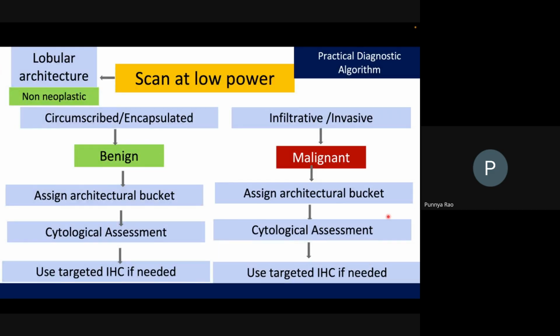Okay, so this is the diagnostic algorithm. Always scan at low power. If you find that the lobular architecture is maintained, you're going to give it as non-neoplastic. If there is encapsulation, you're going to call it benign. No encapsulation, infiltrative, invasive, you're going to call it malignant. Then you're going to put it into an architectural bucket, whether it is solid, cystic, or cribriform. Do the assessment, and if required, you can go for IHC.